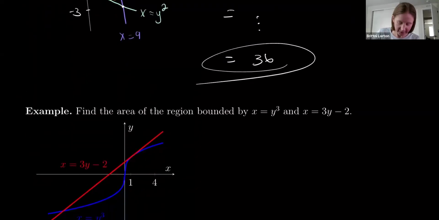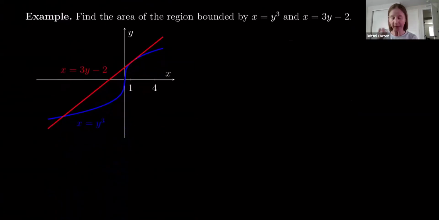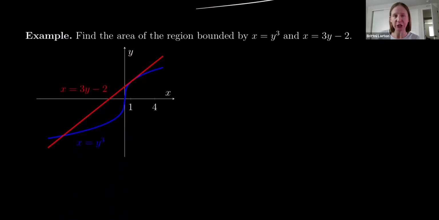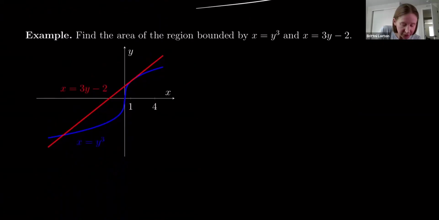All right, so now I have: find the area of the region bounded by x equals y cubed and x equals 3y minus 2. So I've drawn the picture here. You can use your graphing calculator, or hopefully you know how to graph those. And it looks like this is the shaded region here.